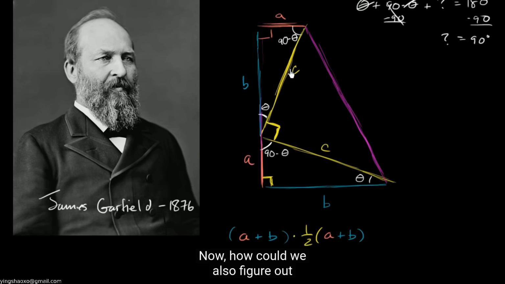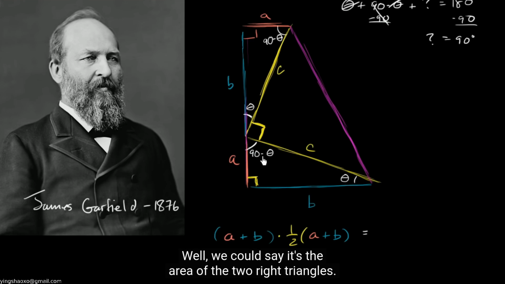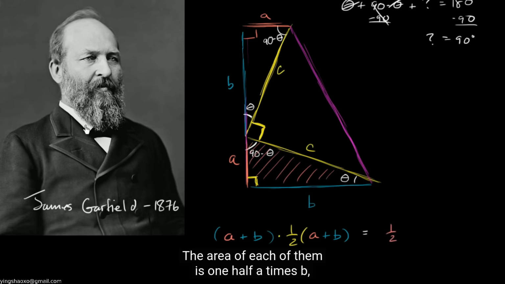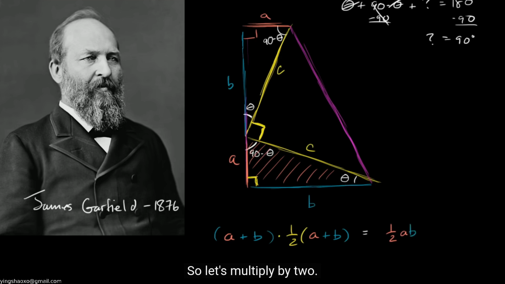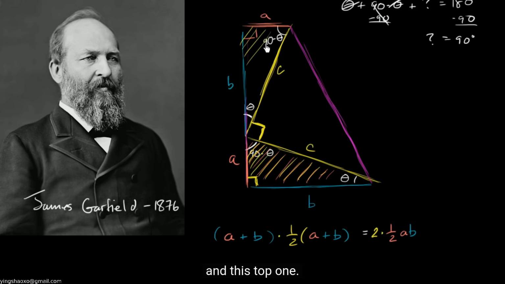Now, how can we also figure out the area with its component parts? Regardless of how we calculate the area, as long as we do correct things, we should come up with the same result. So how else can we come up with this area? Well, we could say it's the area of the two right triangles. The area of each of them is 1/2 A times B. But there's two of these right triangles, so let's multiply by 2. So this 2 times 1/2 AB takes into consideration this bottom right triangle and this top one.